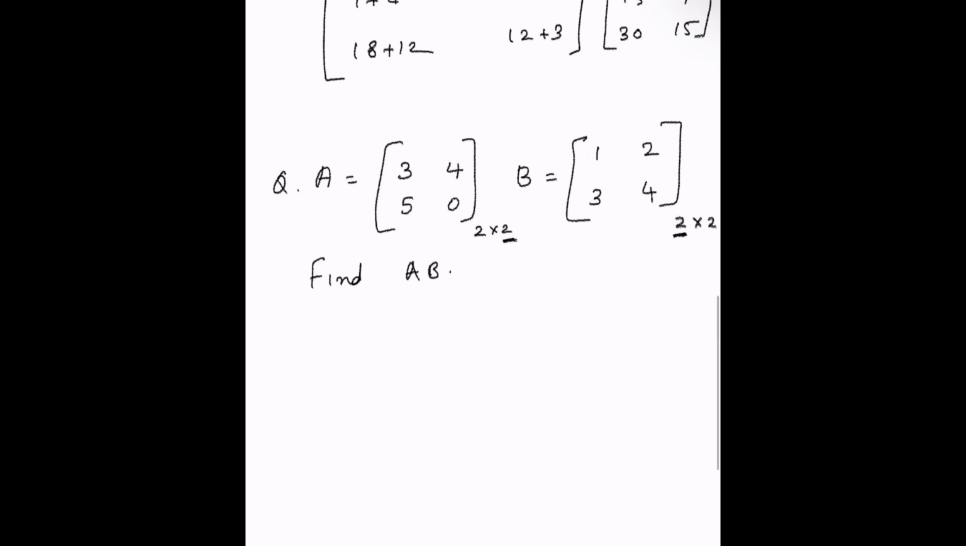Multiply 3 into 1, 1 row and 1 column. That's how you perform 3 into 1, and 4 into 3. So it's going to be 3 into 1 plus 4 into 3. That's how we are connecting.